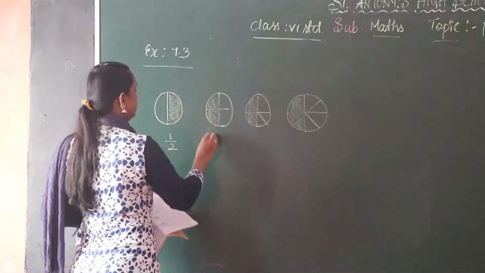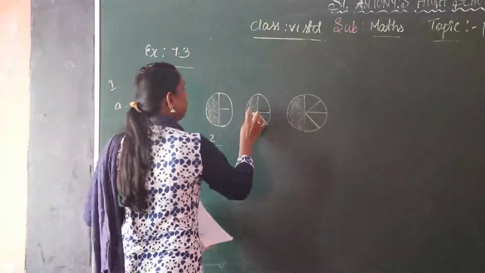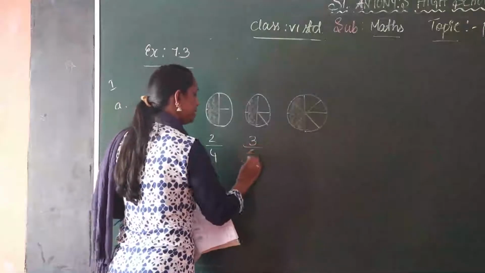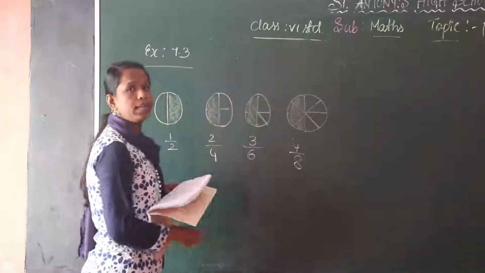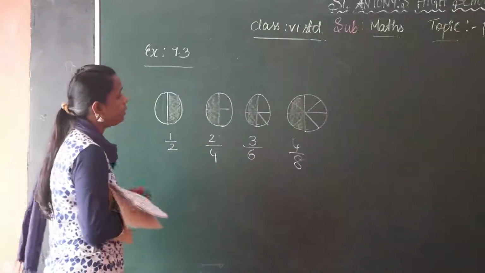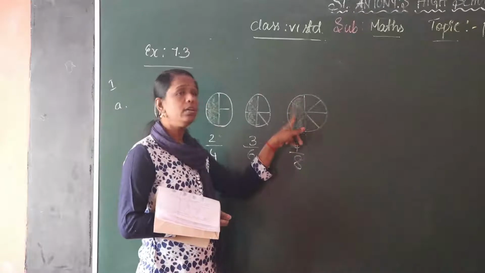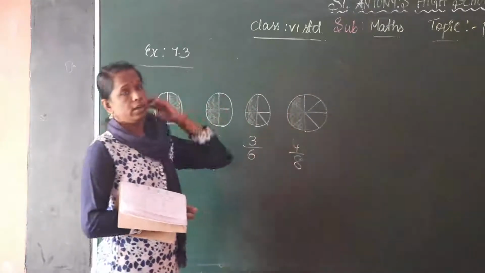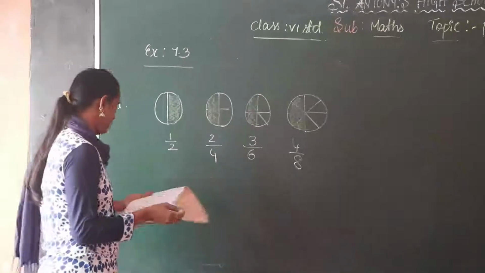Here numerator is 2, total part is 4, 2 by 4. Then 3 by 6, 4 by 8. 8 means what? Total number of parts. Then the numerator, that is the shaded part, here is 1, 2, 3, 4. Okay children? So these figures are equal.